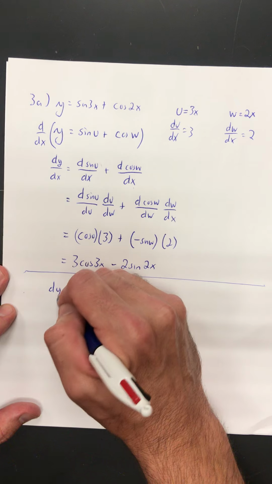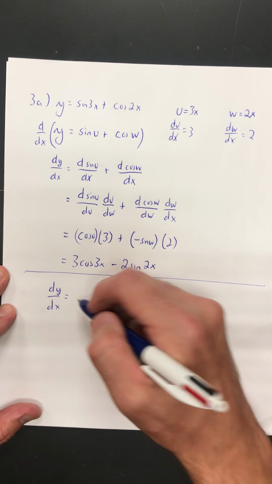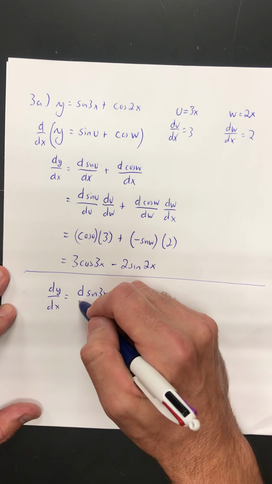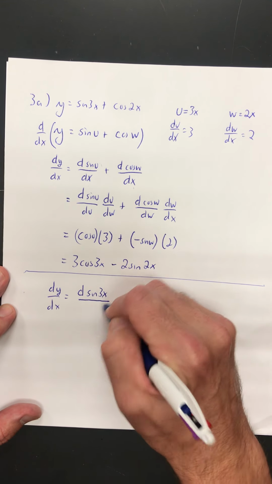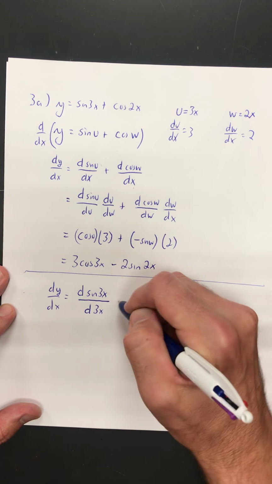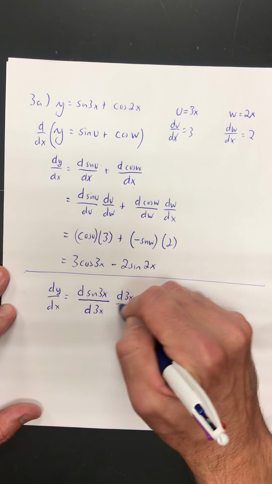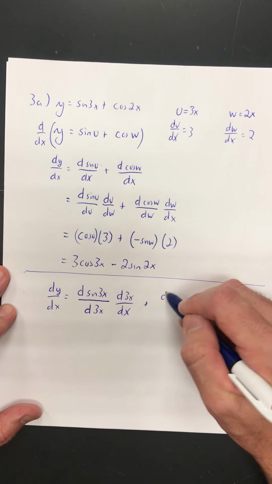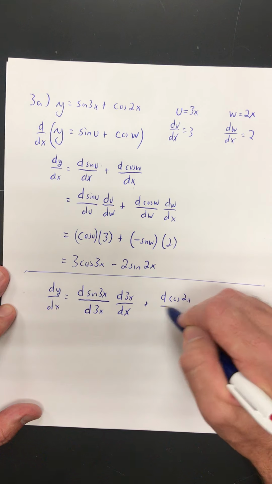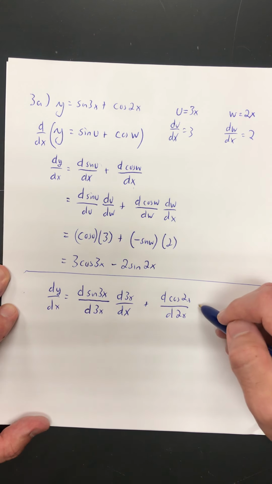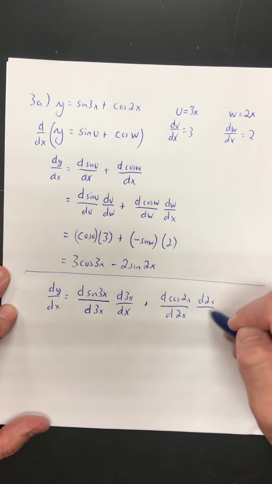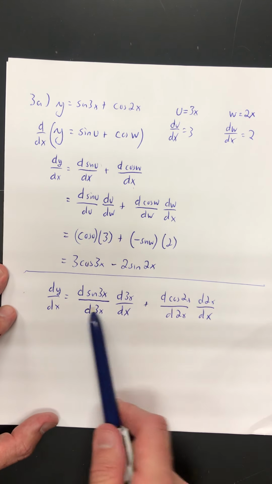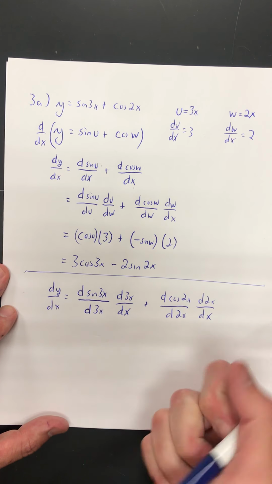All right, the other way we can do that just from a notational standpoint is when we take our derivative dy dx, we're going to have d sine of 3x with respect to 3x, and then d 3x with respect to x, right? Plus d cosine 2x with respect to 2x, and then d 2x with respect to x. The important thing here, folks, is that in each case, we have an explicit statement of the chain rule.